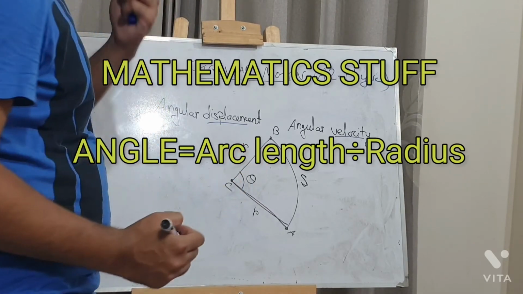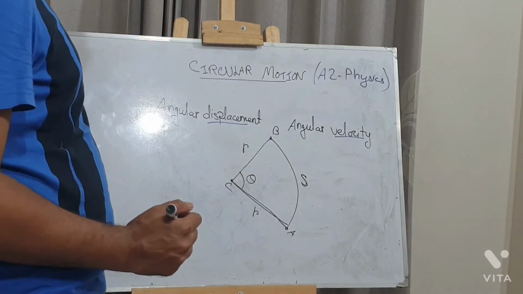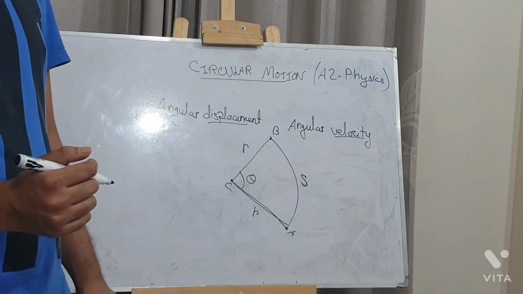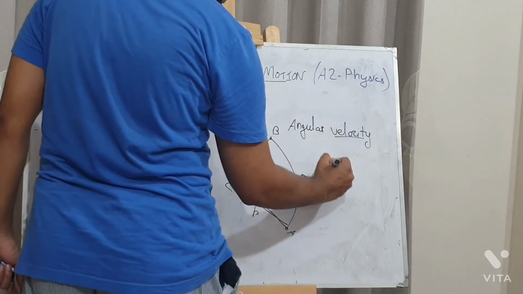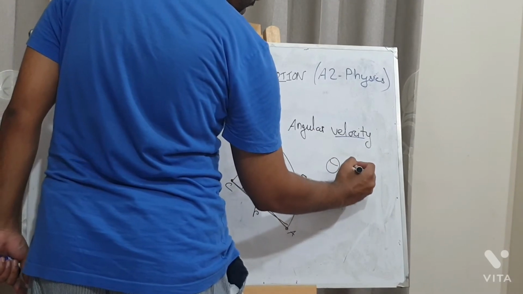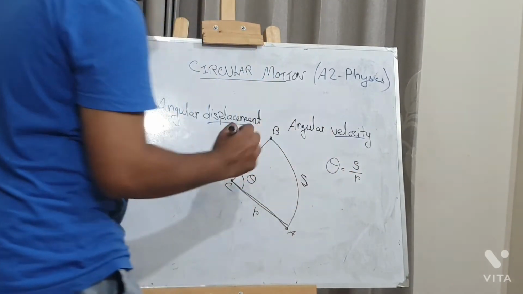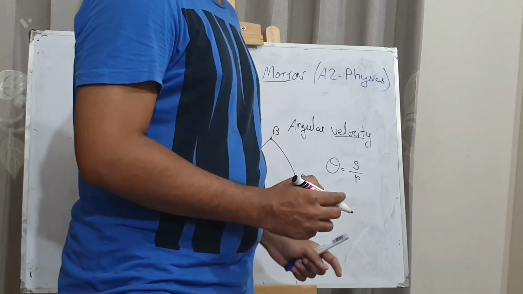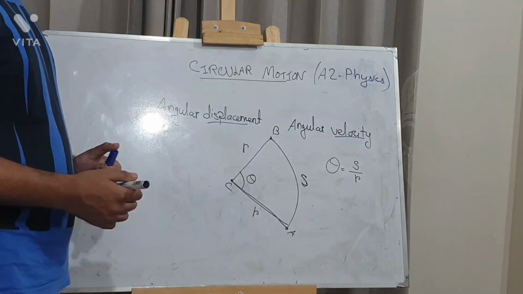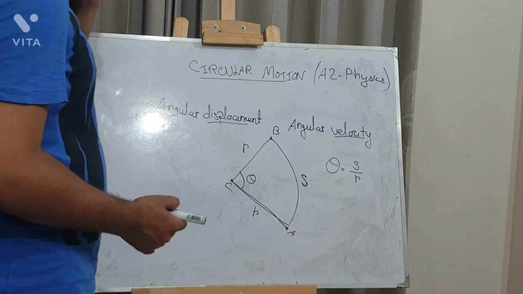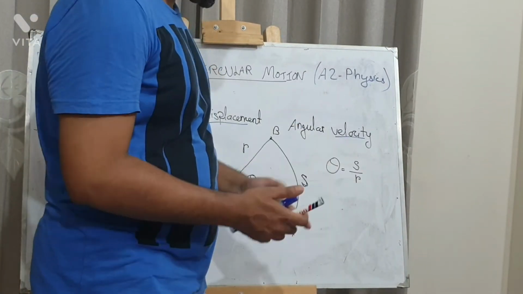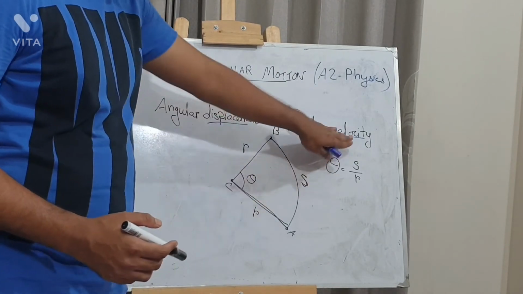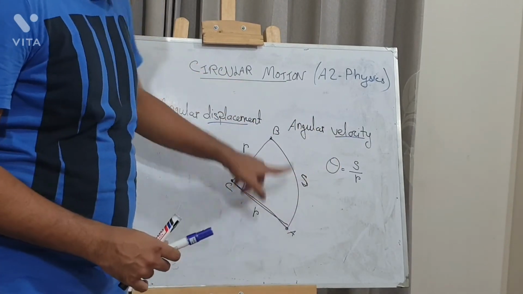I'm pretty sure you all know how to find the value of theta from here, or how we define theta. Theta is found using the formula theta is equal to S by R, right? Arc length divided by the radius when we are finding it in radians. So theta is equal to S by R. So this is how we find the angle it has moved when it was moving from point A to point B.